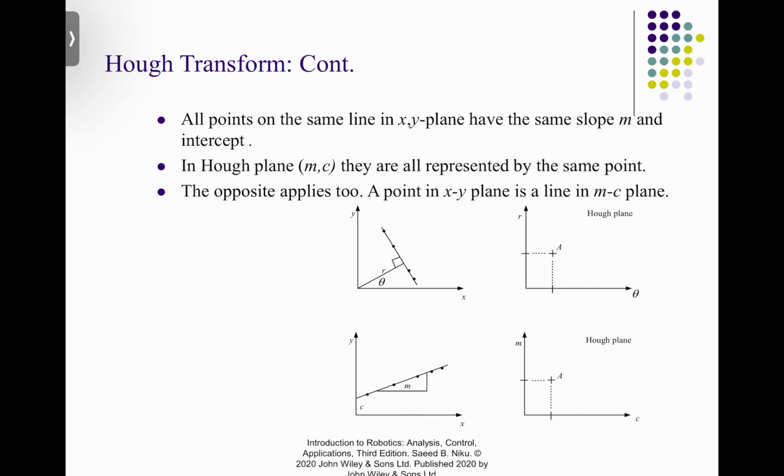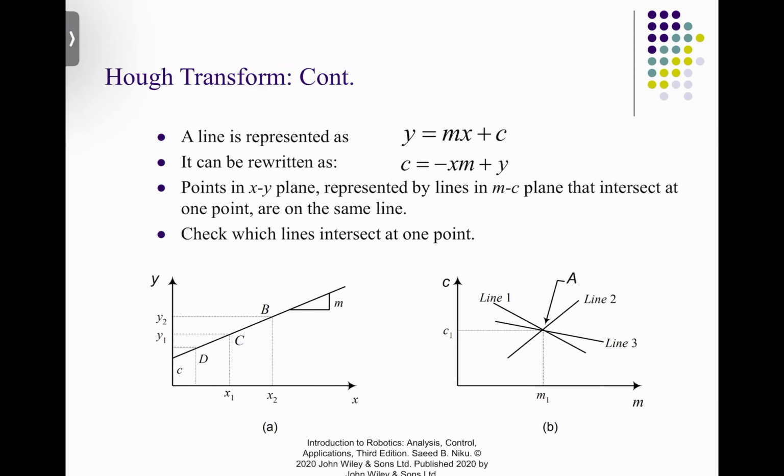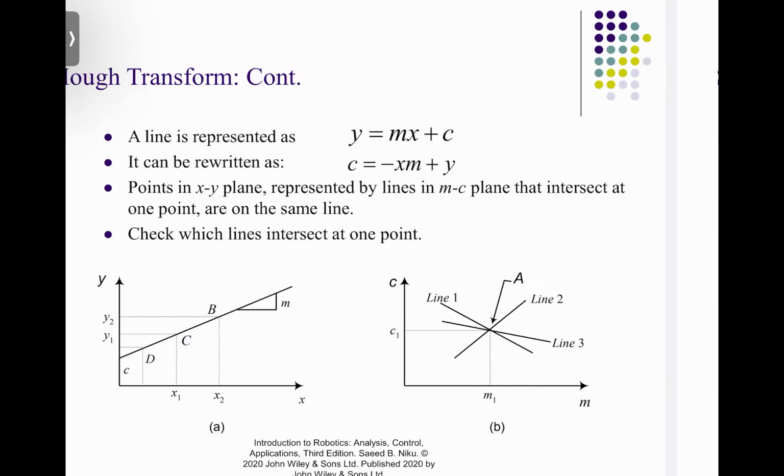So the Hough transform helps us transform the pixels into the Hough plane, and once we know that they are connected, or correspond to one point in the Hough plane, we can transform them back and reconstruct the line. So again, this is the basic algorithm. You have the line, you rewrite the line as c equals minus xm plus y, and then convert those x and y points onto the Hough plane.